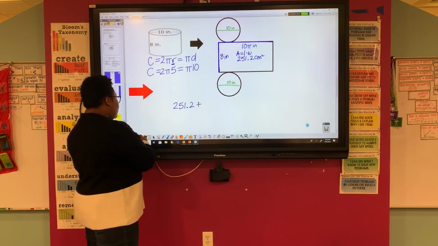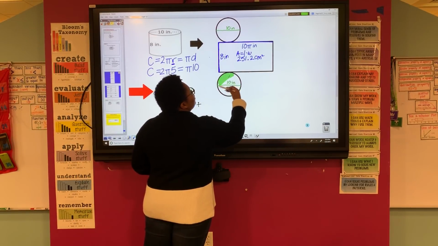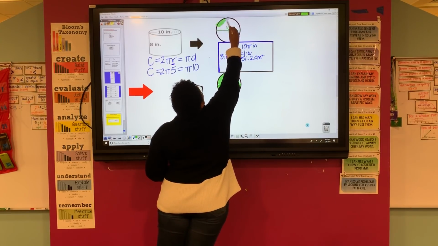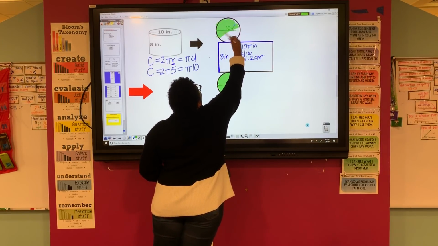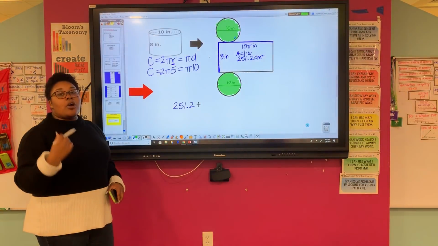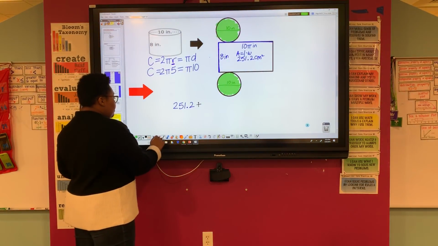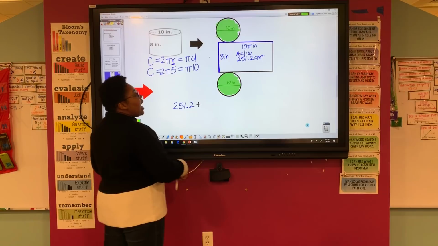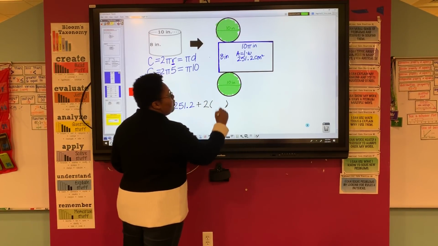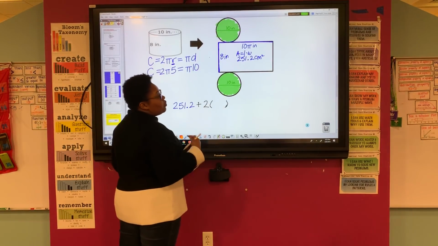I know that I have two circles here that are identical to each other. They are the exact same circle. They are congruent to each other. So I'm shading that in green to remind myself that they are the same. Top and bottom of my cylinder are the same circle. So when I'm plugging into my actual formula, I'm going to have to do 2 times whatever I get for the area of those circles. I have to multiply times 2 because I have 2 circles here.